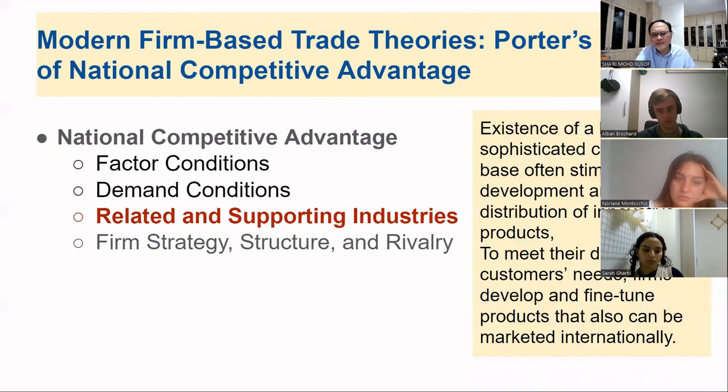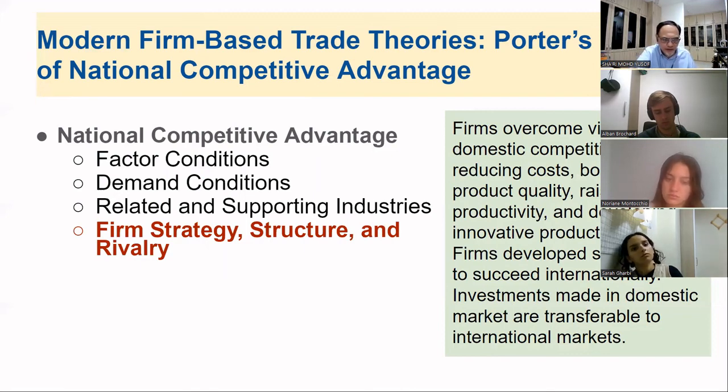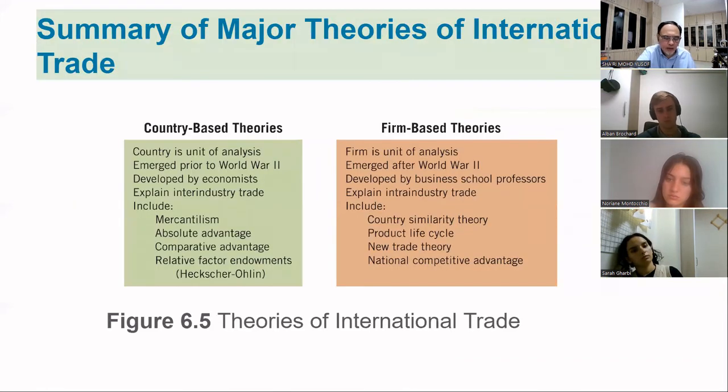Related and supporting industries, and then firm strategies, structure, and rivalry. Companies will overcome vigorous domestic competition by reducing costs, boosting product quality, raising productivity, and developing innovative products. The company will develop skills needed to succeed internationally, and investments made in domestic markets are transferable to international markets. So this is the national competitive advantage theory of Michael Porter.